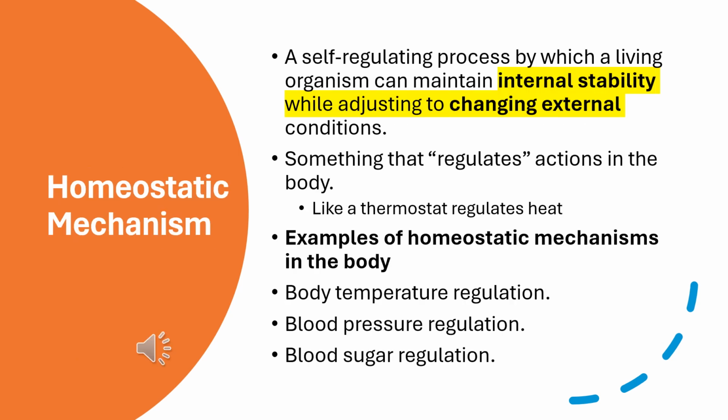A homeostatic mechanism is a self-regulating process by which a living organism can maintain internal stability while adjusting to changing external conditions. Something that regulates actions in the body, like a thermostat regulates heat in your home. Some examples of homeostatic mechanisms in the body are body temperature regulation, blood pressure regulation, and blood sugar regulation.